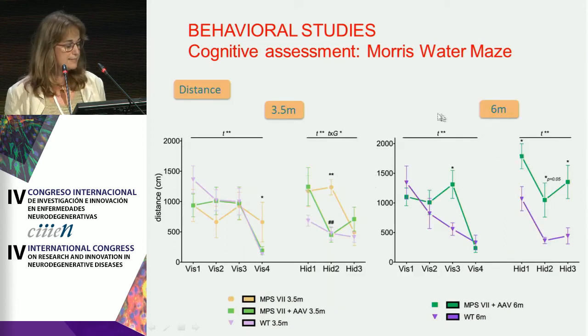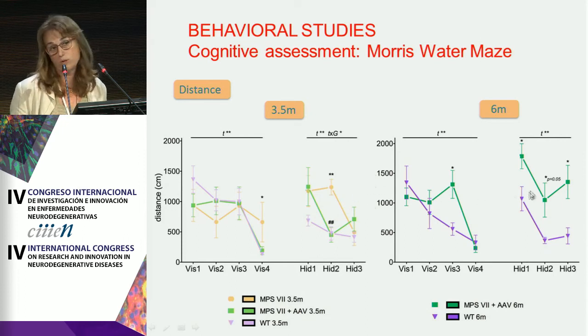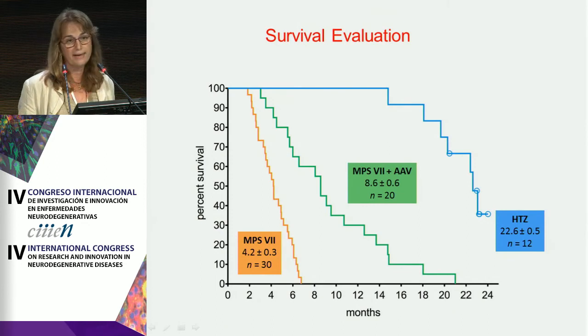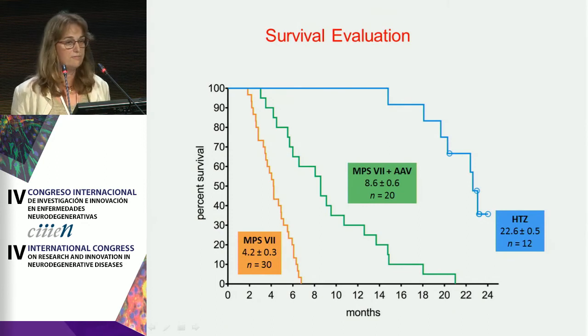The cognitive assessment was performed at 3.5 months, and we did see a significant difference in the treated animals compared to the non-treated at short time, and we couldn't evaluate them at long time. But what we saw is that we are not able to reach normal levels at that age on the cognitive assessment. And finally, here is the evaluation of the survival.